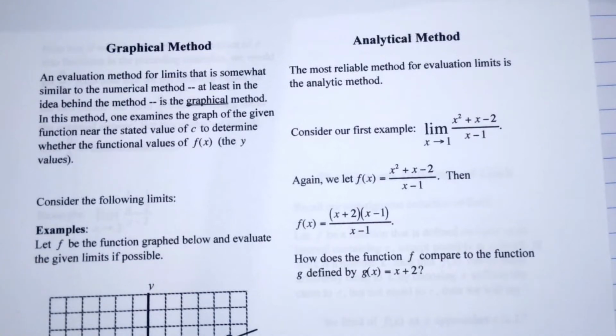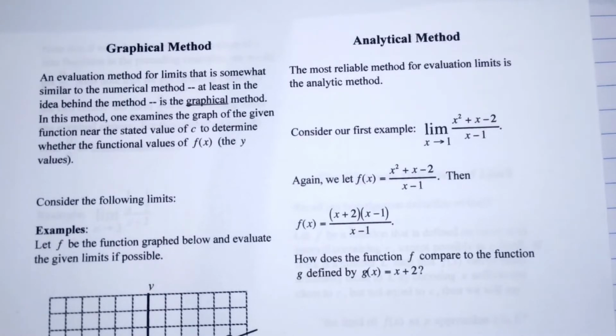Alright, so now we're going to go on to the analytical method for evaluating limits. The analytical method is the favored choice for methods in evaluating limits. It is the most reliable, and it's what everyone uses if possible. So let's go back to our original example. The limit as x approaches 1 of x squared plus x minus 2 over x minus 1.